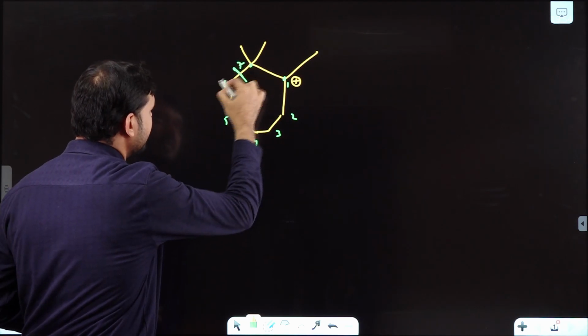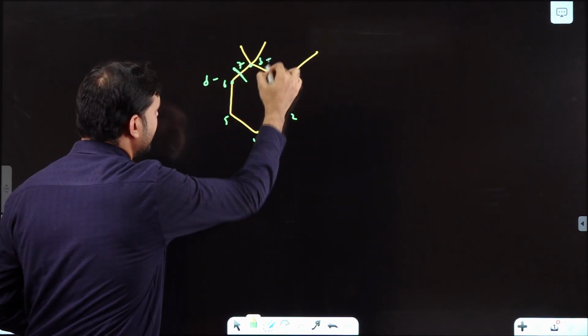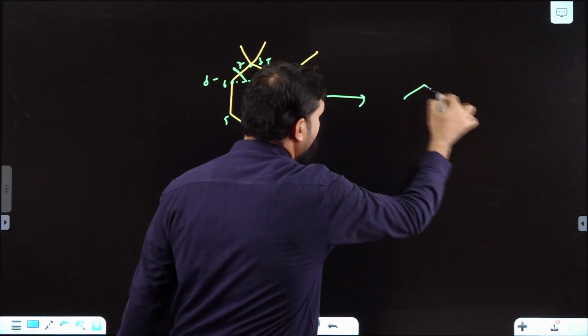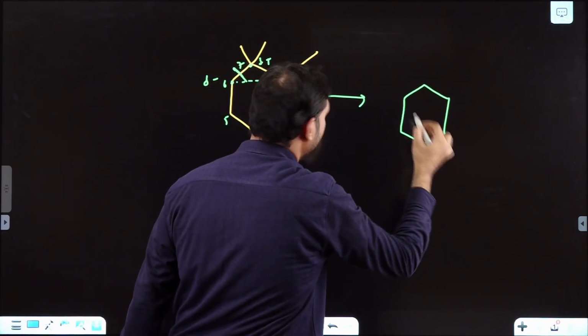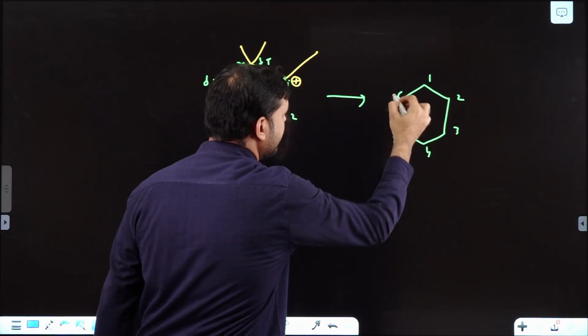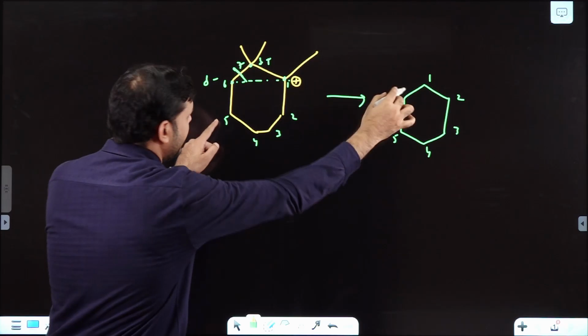So this will break such that it is delta minus, and it is delta plus. So you just join it here. What will you get? First of all, make a 6-membered ring. Now you joined 1, 2, 3, 4, 5, 6. So 6 is joined to 1.